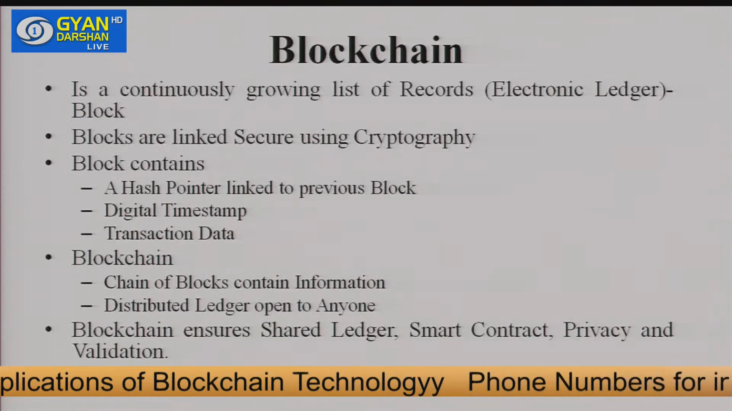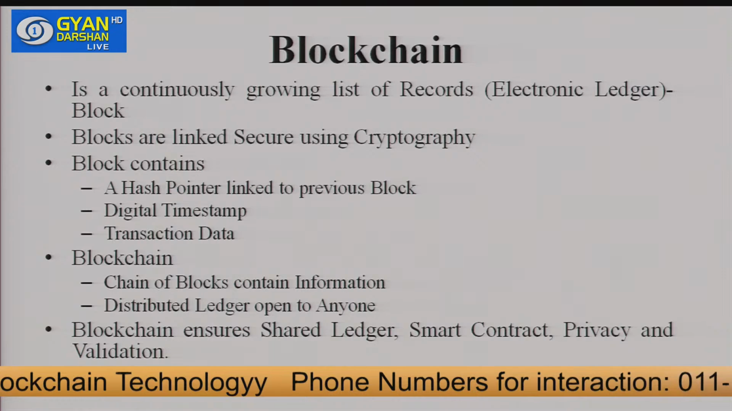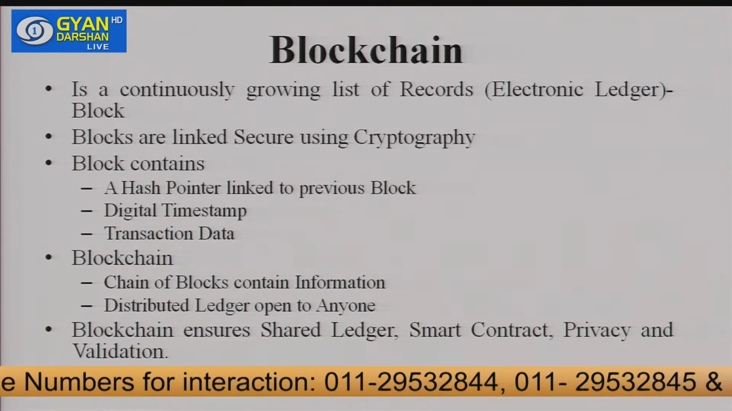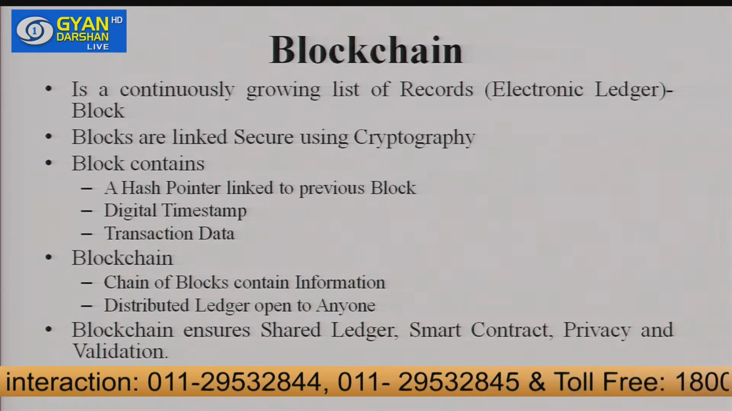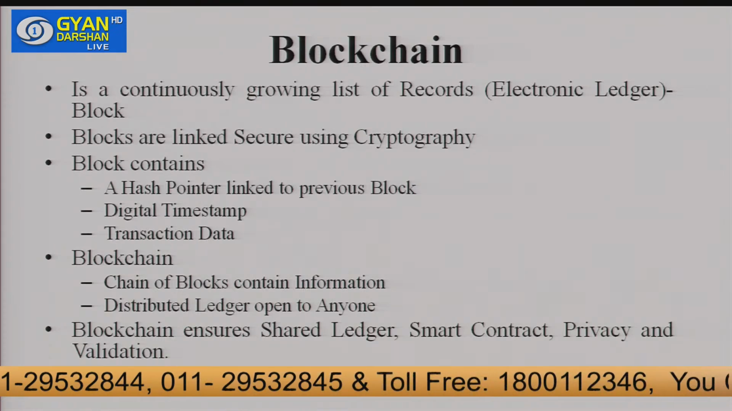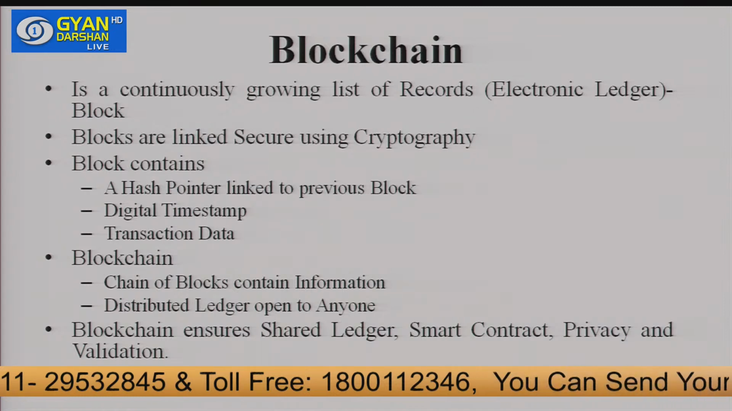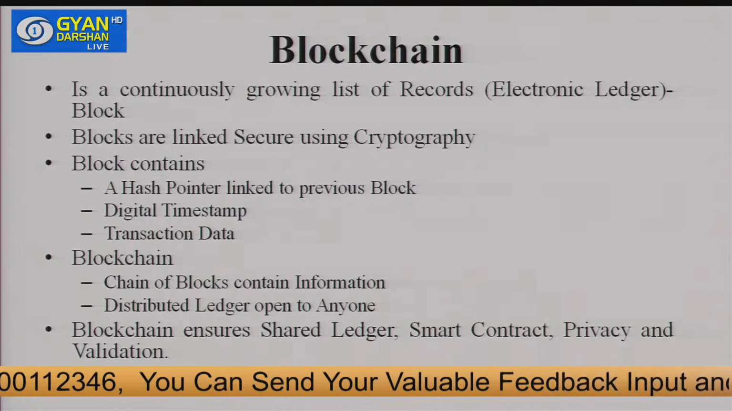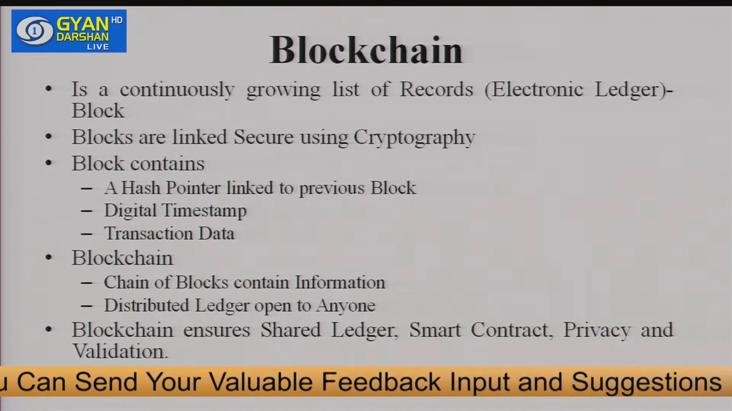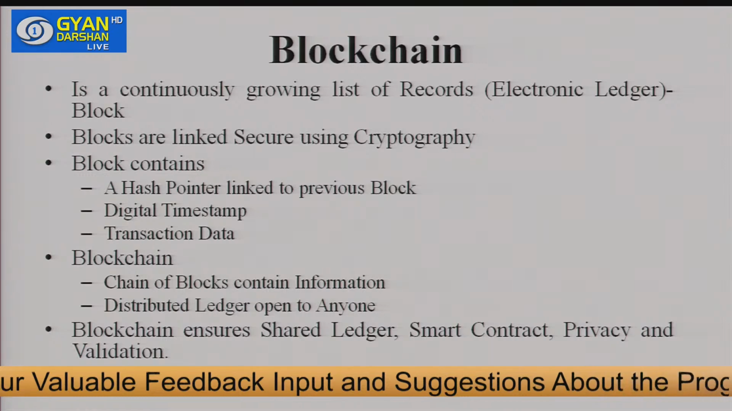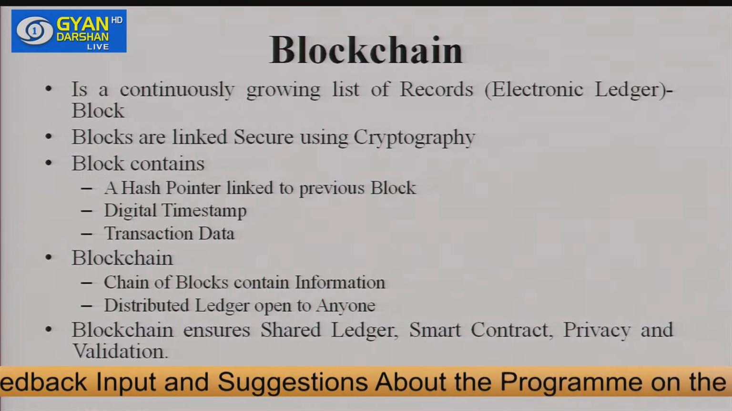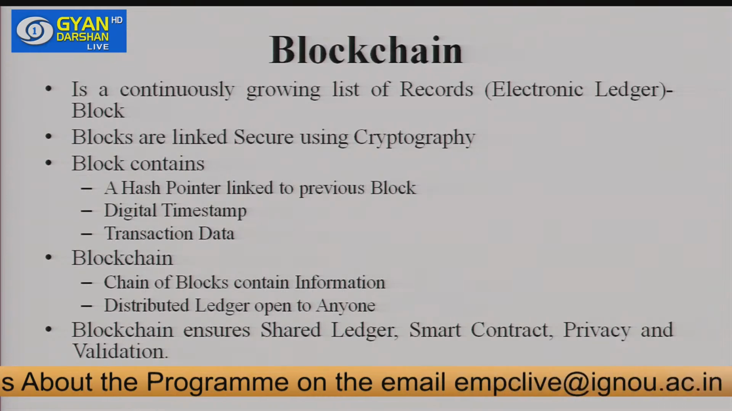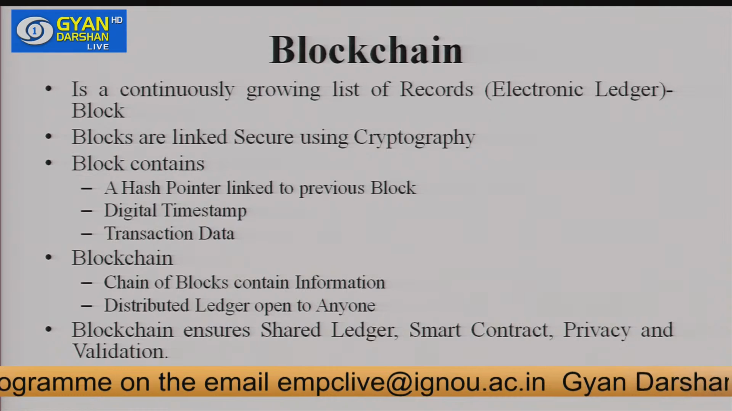The blockchain is a continuously growing list of records, an electronic ledger, that is known as a block, one block. In one block, once the information is entered, that is one transaction, that is one block. Then another person or another node enters, so that is another block. Like that, it is a continuously growing list of records. Once it is entered, it cannot be changed or altered. That's why we are calling it a block.